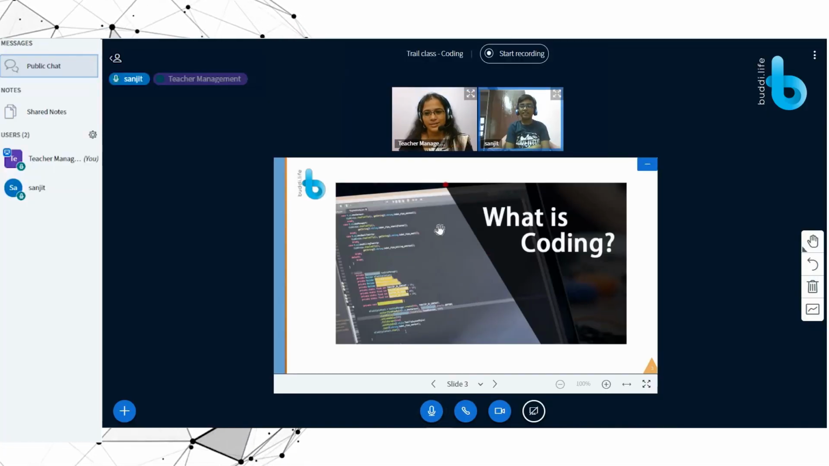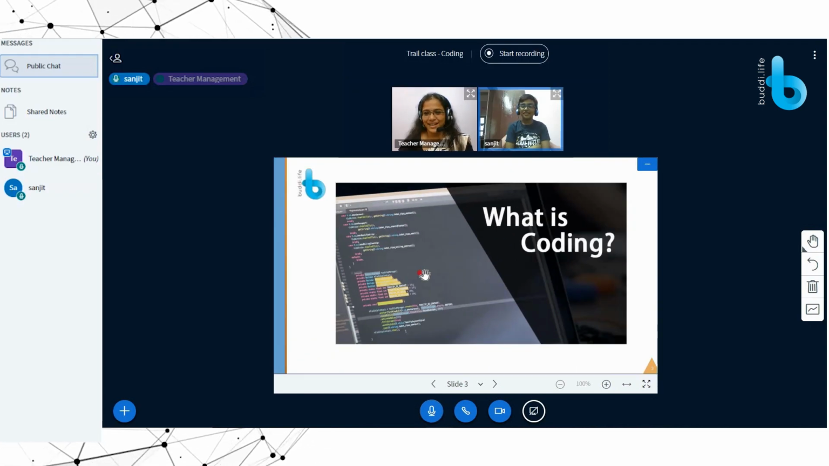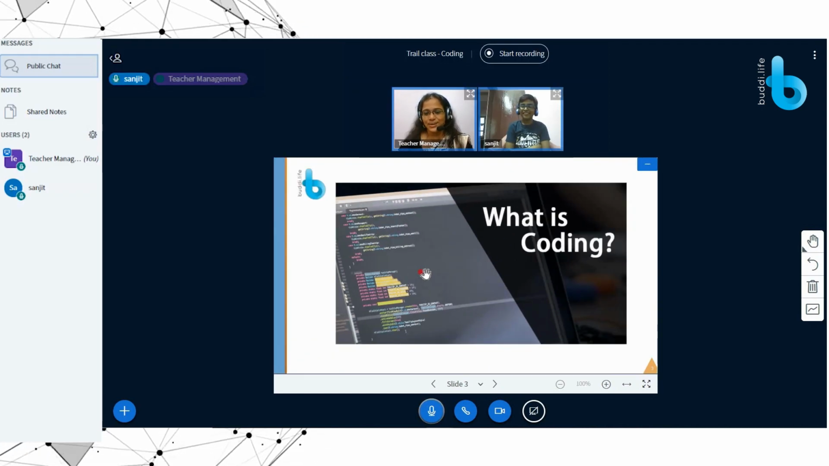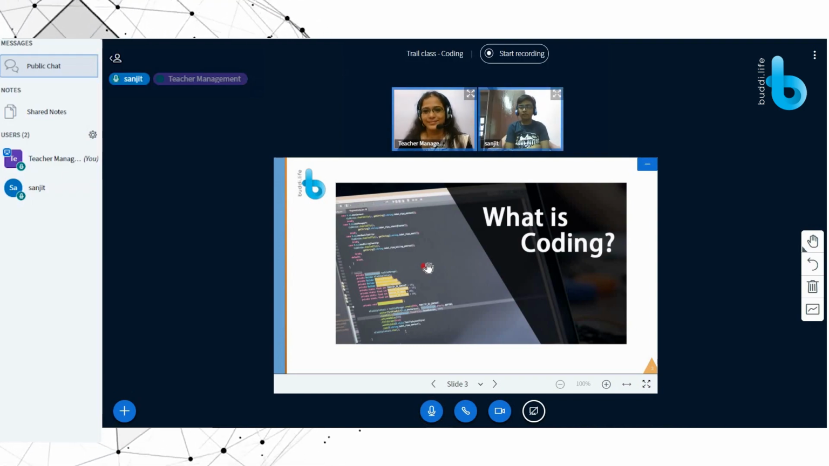Now let's see how coding classes are conducted at Buddi. So initially there will be a warm-up session during which the tutor and student are introduced to one another to make the child comfortable for the remaining classes and increase interaction.